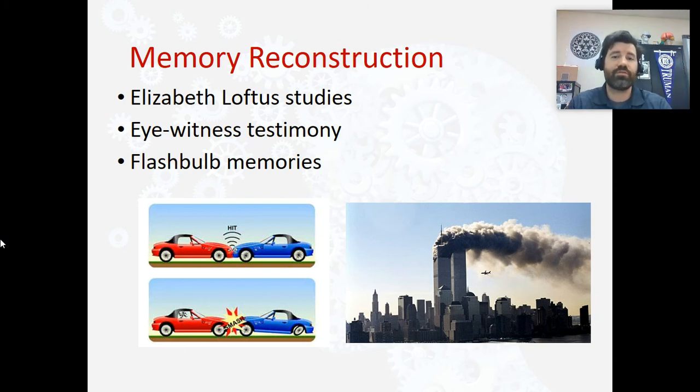And sure enough, when people were trying to close their eyes and think about the car accident that they saw 2 weeks earlier, they were more likely to have a memory of seeing glass on the road if initially they were asked how fast were the cars going when they smashed into each other. So it shows that our memories are changing and evolving, and we can manipulate them whether consciously or not.